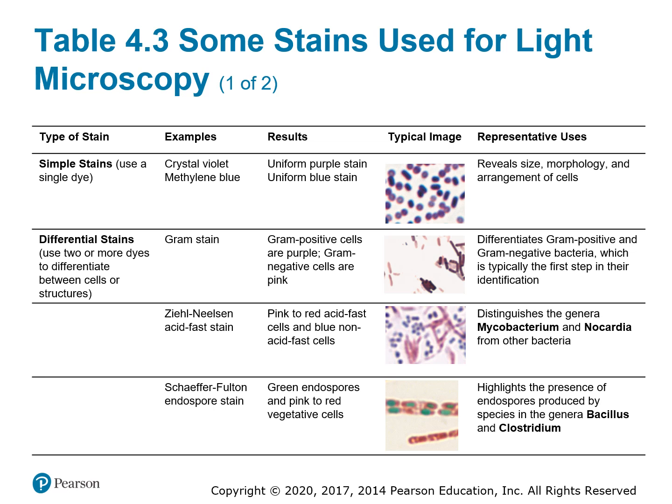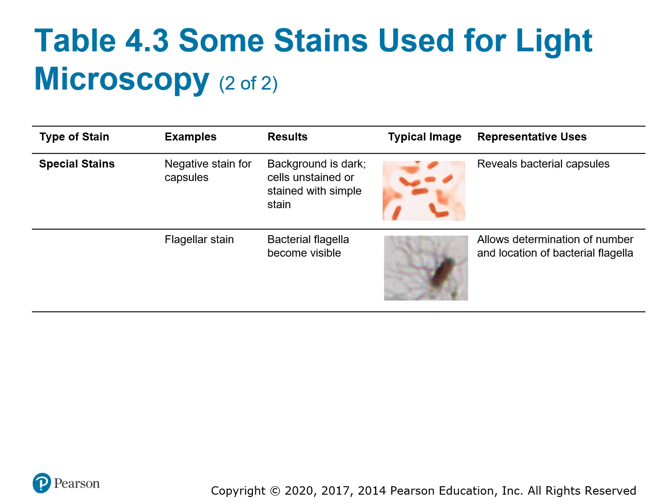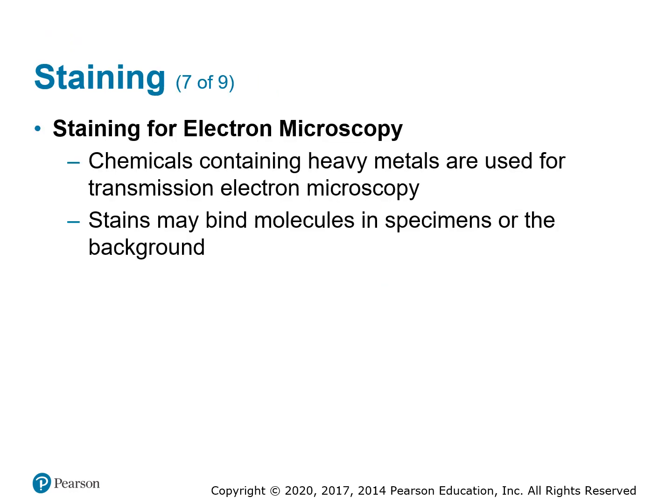Table 4.3 has the type of stains, their results, and why we would ever look at them. So make sure to examine those as well in your text. Now, electron microscope staining is a little bit different. Because you're dealing with electrons, you need something that's able to capture them, and so heavy metals in this case would be appropriate for that. These stains are going to be much better visualized when you have the presence of some of those heavy metals in your specimen.